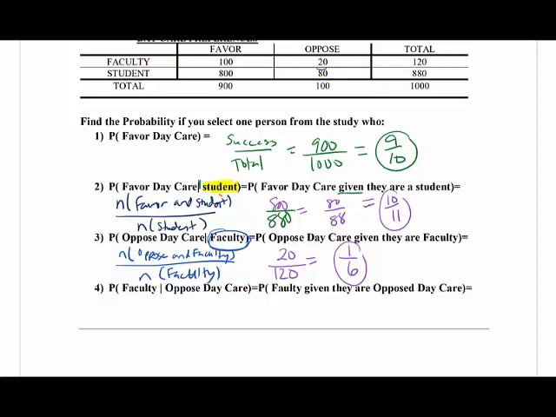I always want you to start with the given. Going to number 4, here's my opposed is my given. So I'm now looking at the opposed, which is here. That is going to now look at my total for opposed, which is my denominator, which is 100. And out of those, how many of them were faculty, which is the 20, which gives you 1/5. So you'll notice 3 and 4, the intersection was the same, but it mattered what the denominator was. That's what we're saying has to happen.